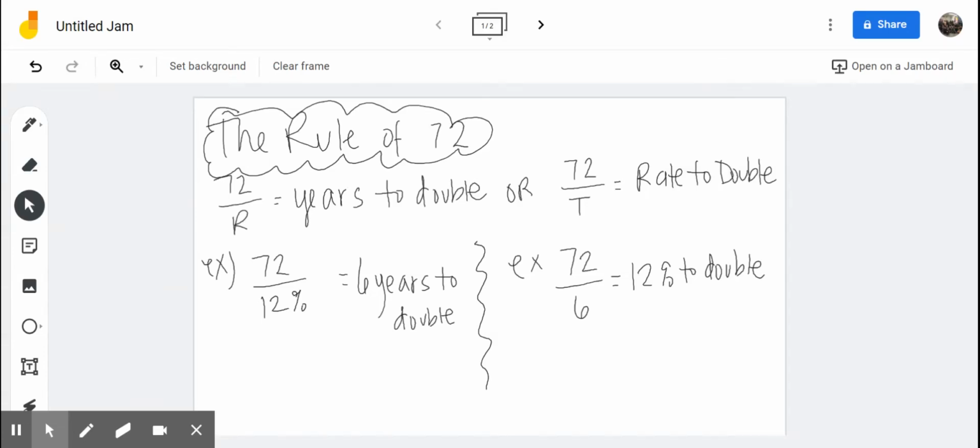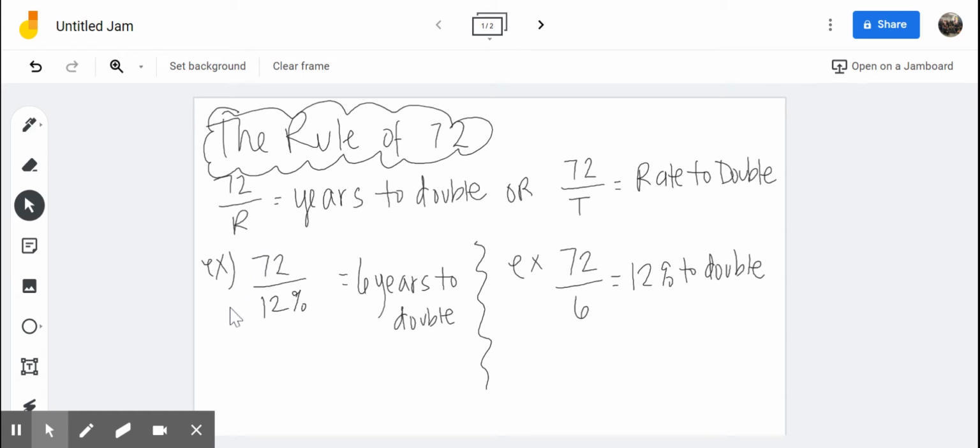The rule of 72 works two different ways. The first way is that you would take 72 and divide it by the rate that you're expecting to get, and that'll tell you how long it takes to double. So let's talk about that way for just a second.